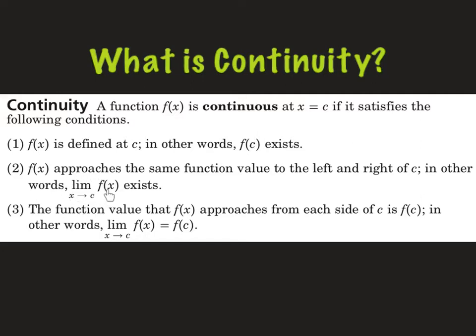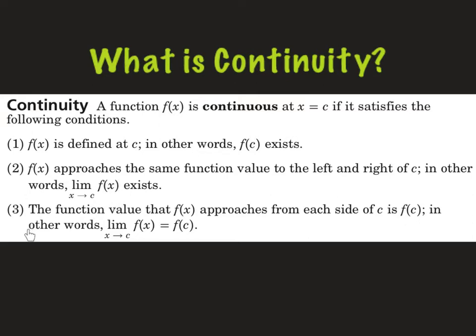The second thing that needs to happen for us to say that a function is continuous, this is where things get a little weird, so don't freak out yet, is that it needs to approach the same function value from the left and the right side of c. We're going to use this notation that's called limit notation, and basically we have to say that the limit exists, meaning that as we're approaching from the left and from the right, we're approaching the same value, the same f of x value.